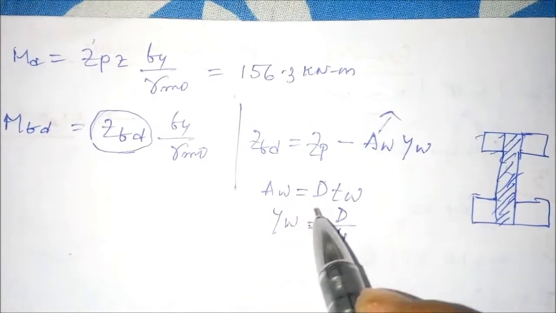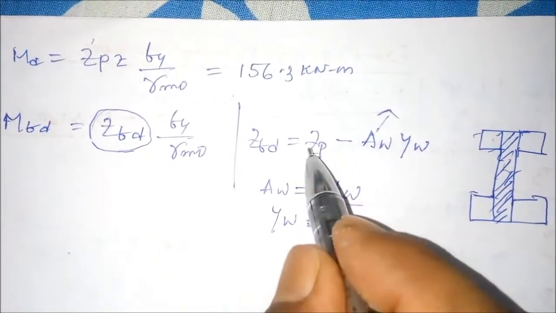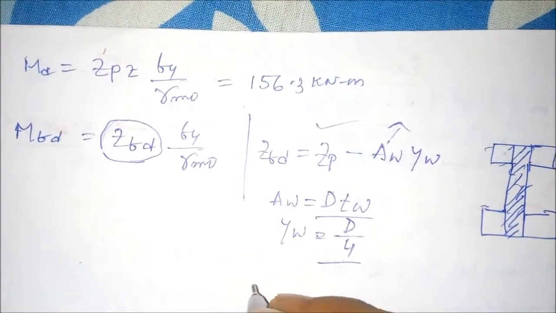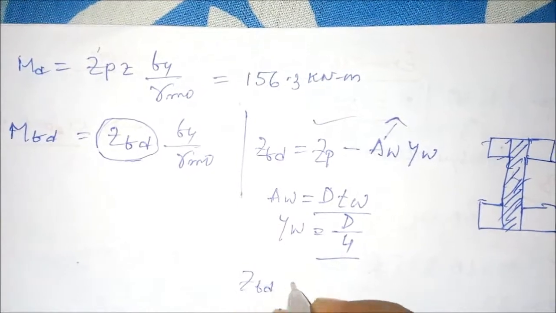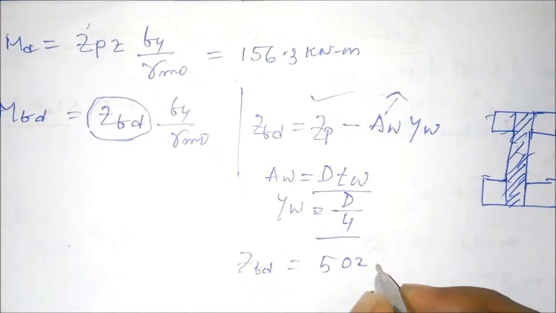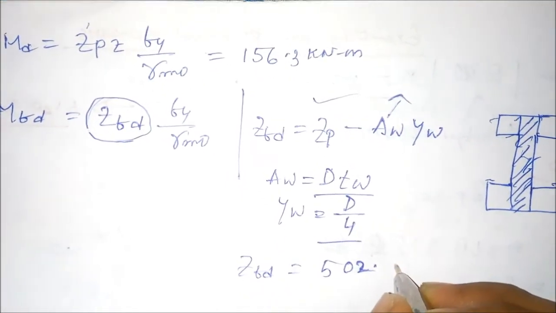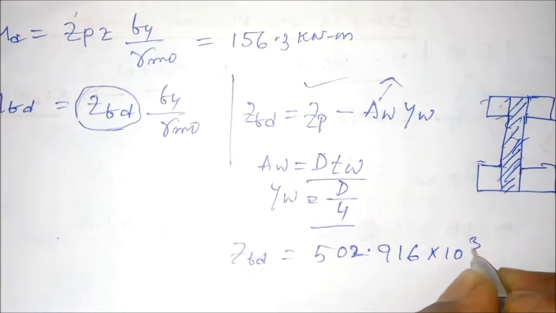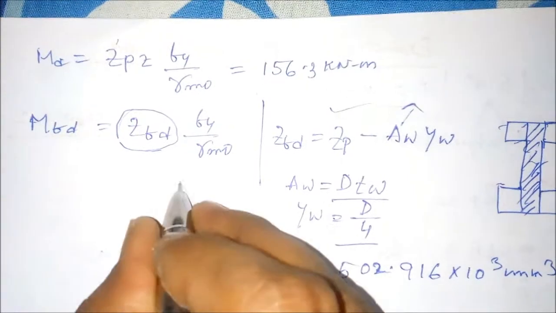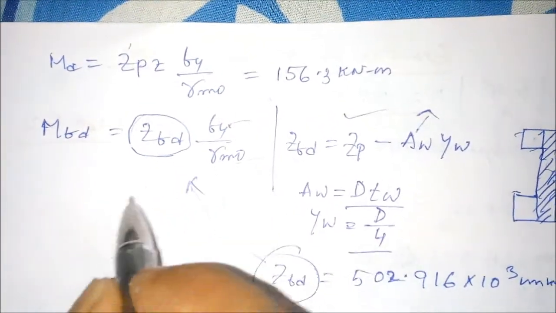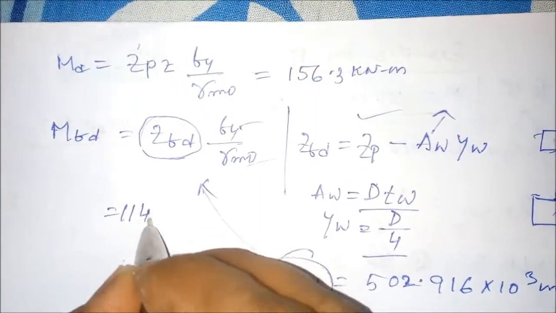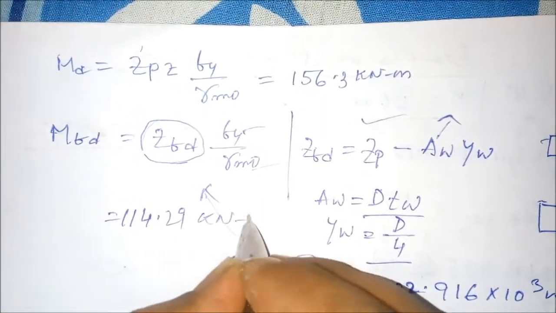So after putting all those values, Zp is known, those things are known. If you put the values, you will be getting the value of Zfd, and this is coming 502.916 into 10 to the 3 mm cube, right? Now if you put this value in this equation, if fy is known, gamma m0 is known, the Mfd value is coming 114.29 kilonewton meter, right?